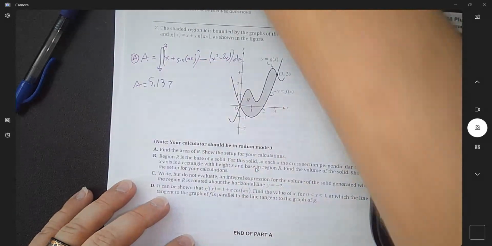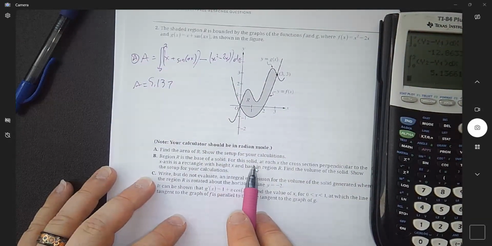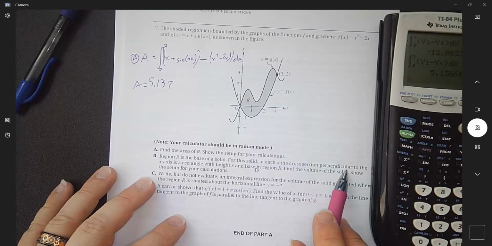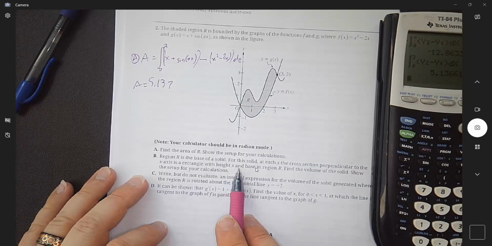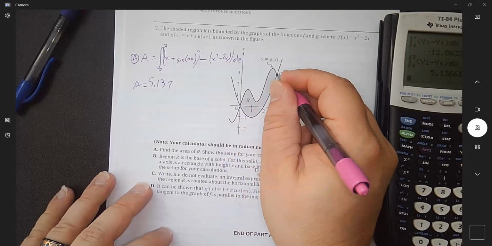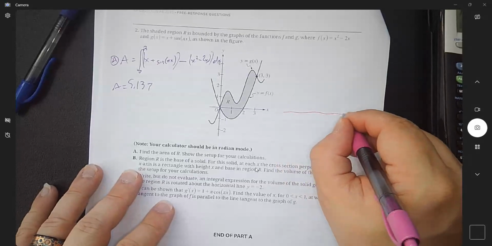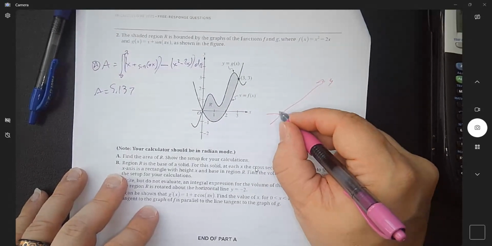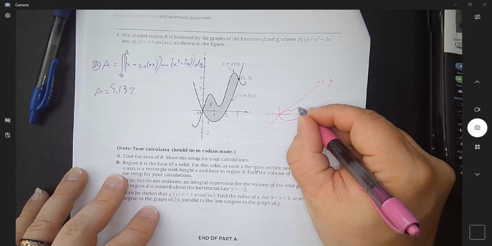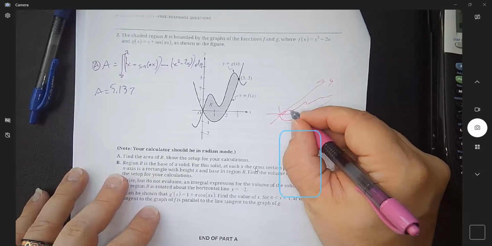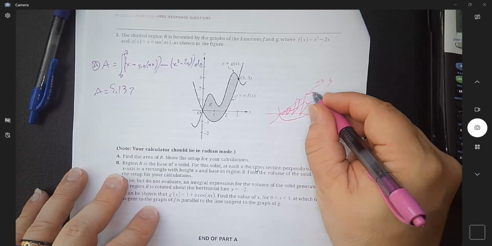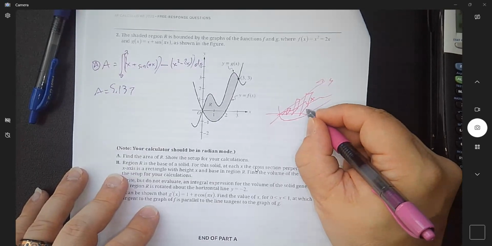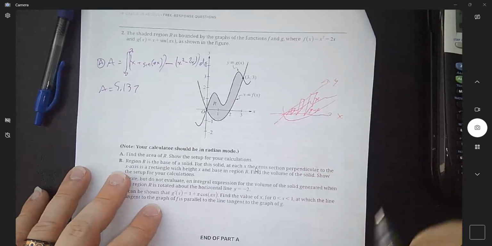Great. Okay, so the region R is the base of a solid. For this solid, at each x, the cross section perpendicular to the x-axis is a rectangle with height x and base in the region R. So the rectangles are actually getting progressively taller, right? So if I was to draw a picture of this, x and y, the rectangles would be getting taller, taller, taller, where the height is x and the base would be g minus f.